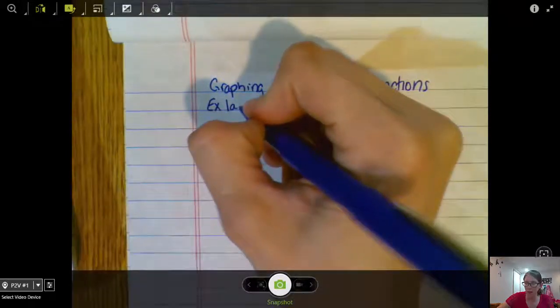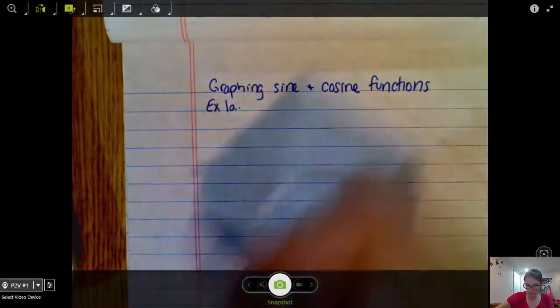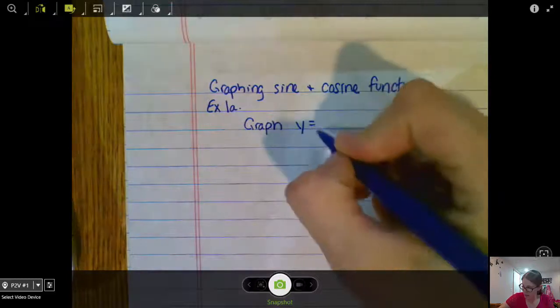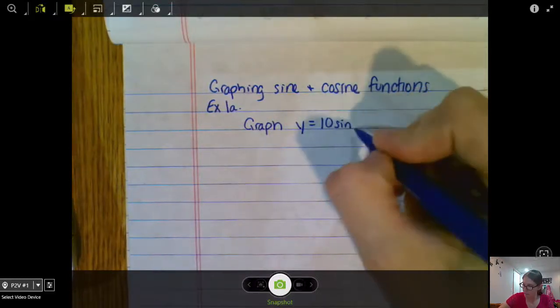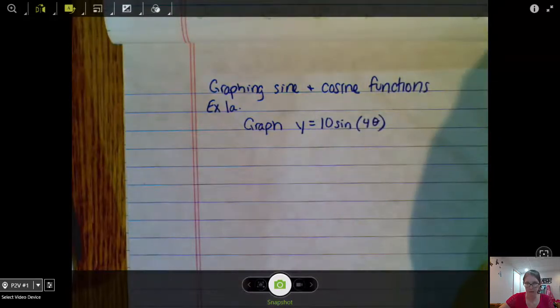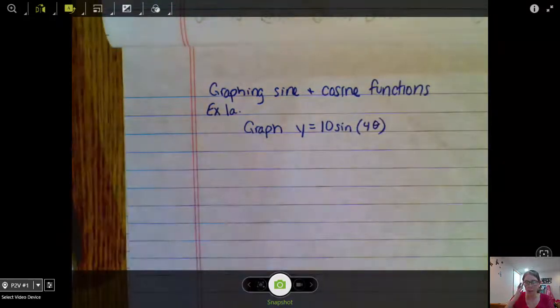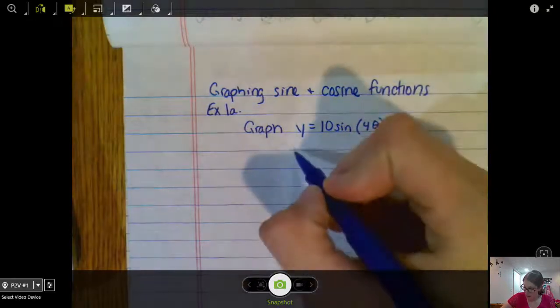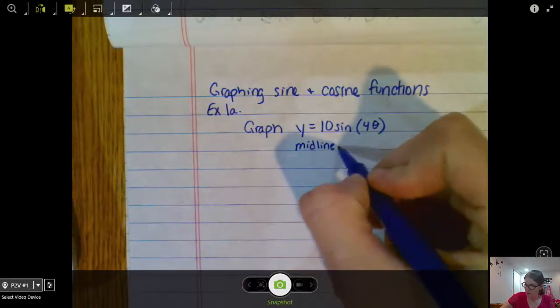I'll do example 1a here. Let's graph y equals 10 times the sine of 4 theta. Right now, all of the functions that we are going to graph will have a midline on the x-axis. We'll have a midline at y equals 0, just time permitting. You'll do some translations of sine and cosine functions next year in pre-calc. So that's a good thing to start off with, that our midline is going to be at y equals 0.